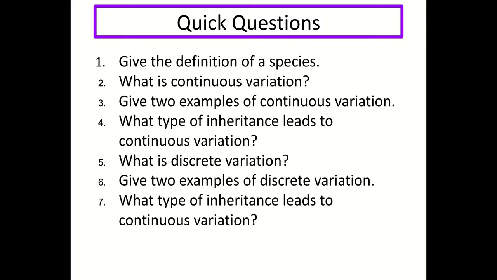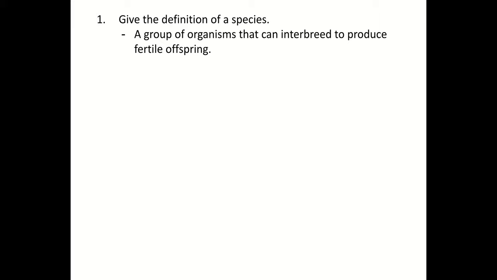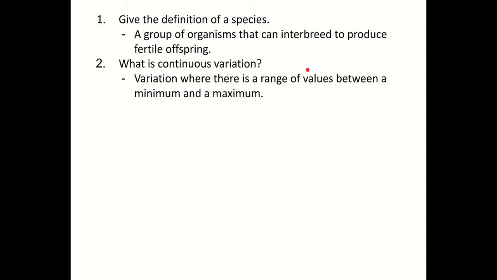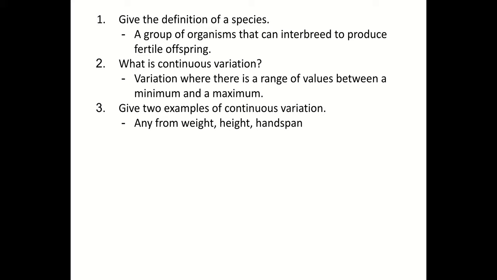Okay, so the first question was to give the definition of a species. A group of organisms that can interbreed to produce fertile offspring. It's really important you use the word interbreed and not just breed. What is continuous variation? Well, it's variation where there's a range of values between a minimum and a maximum. Give two examples of continuous variation, so any of the ones I spoke about. So anything from weight, height, handspan, foot length, that type of thing.